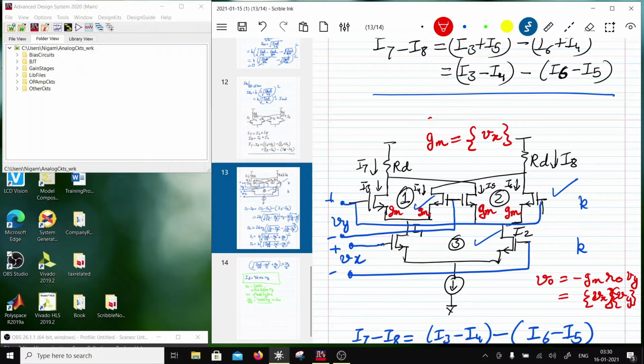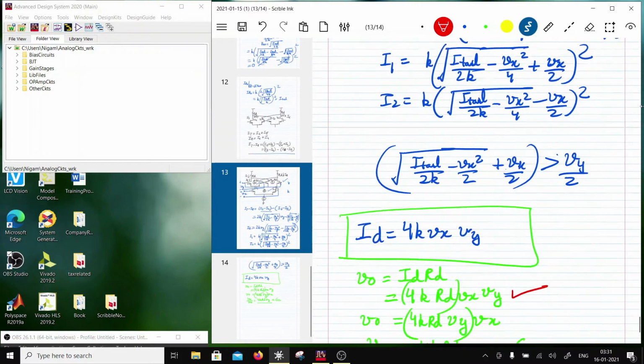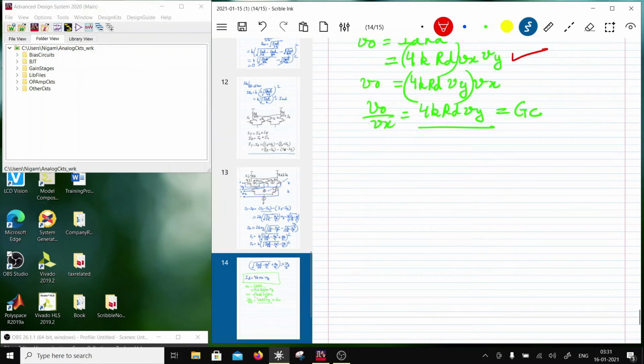The bottom signal Vx is controlling the GM of the top transistors, and so that's how Vx comes into the picture. And then the Vi is being amplified by these top transistors with a gain, which is a function of GM times RO. So that's why the two signals Vx and Vy are going to multiply. Okay, so this is how a Gilbert cell works.